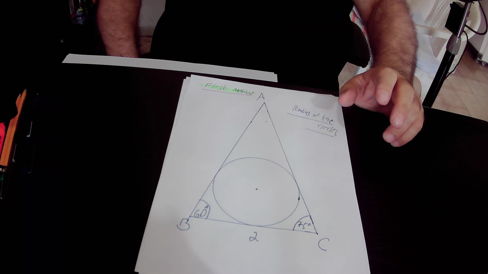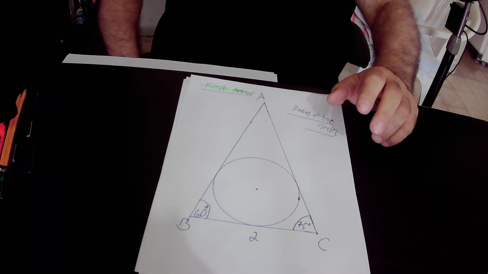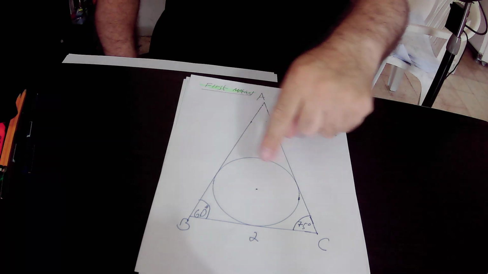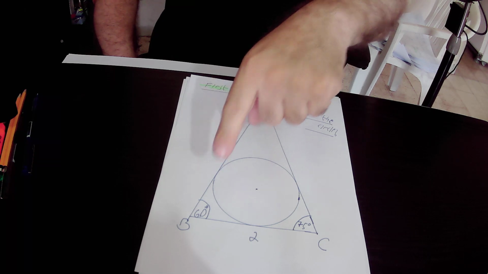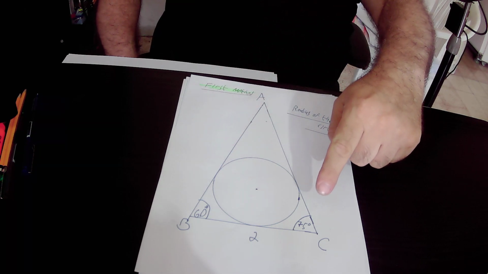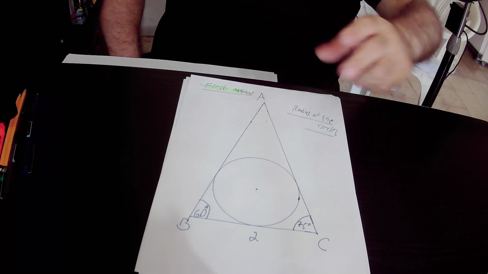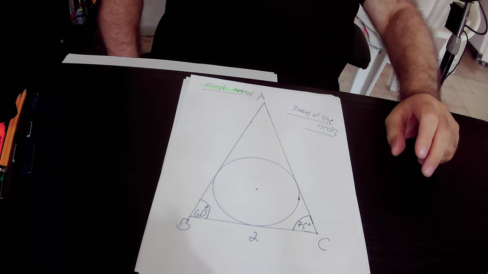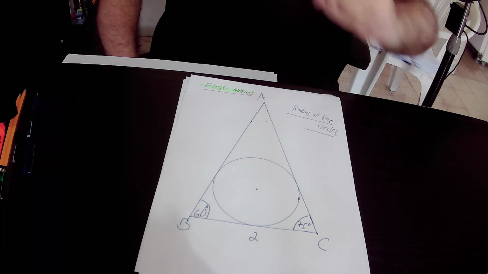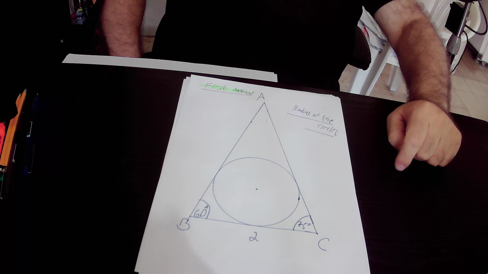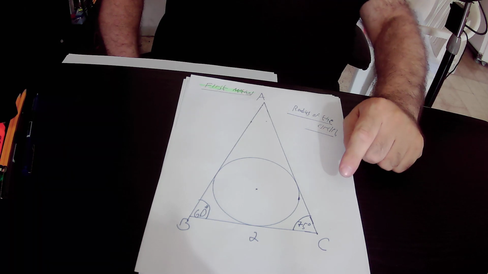In the drawing, we have triangle ABC, side BC equals 2 units, angle ABC equals 60 degrees, angle ACB equals 75 degrees, and our mission is to find out the radius of this circle that is inscribed by this triangle ABC. So we start with the first method.